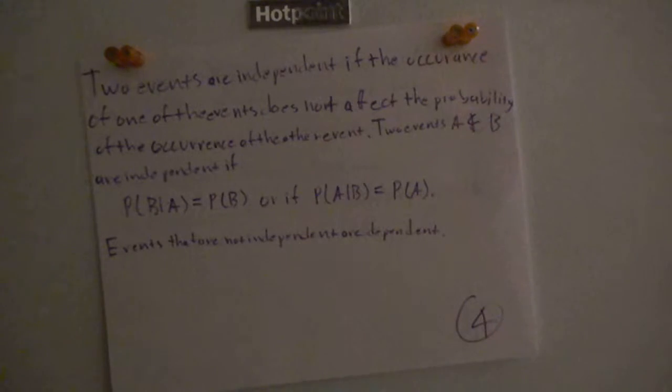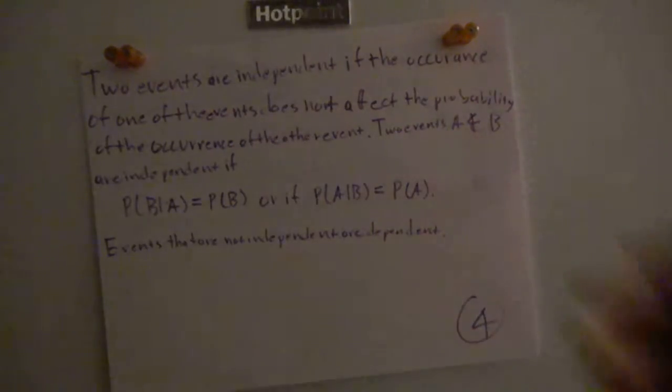Now for independent events. Two events are independent if the occurrence of one of the events does not affect the probability of the occurrence of the other event. Two events A and B are independent if the probability of B given A equals the probability of B, or if the probability of A given B equals the probability of A. Events that are not independent are dependent.